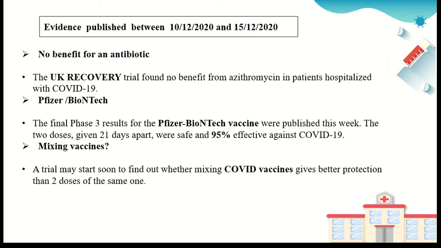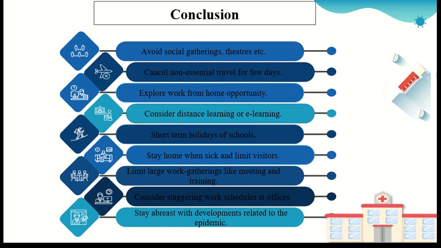Pfizer and BioNTech. The final phase 3 results from the Pfizer-BioNTech vaccine were published this week. The two doses given 21 days apart were safe and 95% effective against COVID-19. Mixing vaccines. A trial may start soon to find out whether mixing COVID-19 vaccines gives better protection than two doses of the same one.